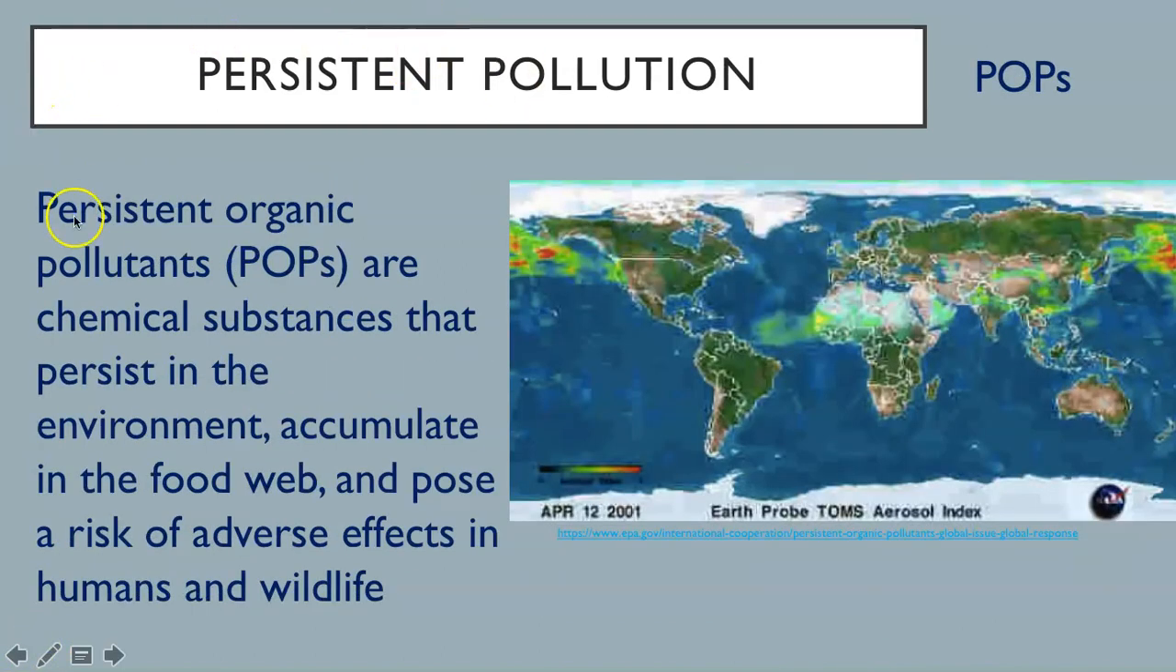Persistent pollution. Persistent organic pollutants, or POPs, are chemical substances that persist in the environment, accumulate in the food web, and pose a risk of adverse effects on humans and wildlife. This figure shows a satellite image of the passage of a cloud of dust, see it here, across the Pacific Ocean to North America. This cloud of dust was raised by a storm in Asia in April of 2001. Again, it's carrying POPs all around the world.